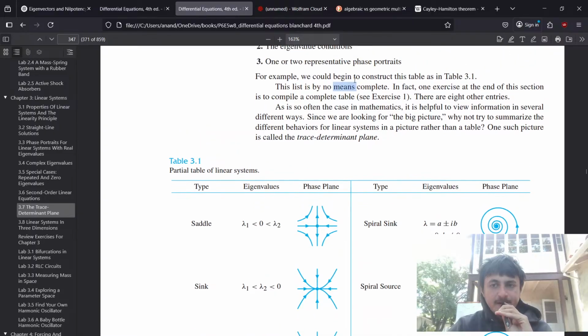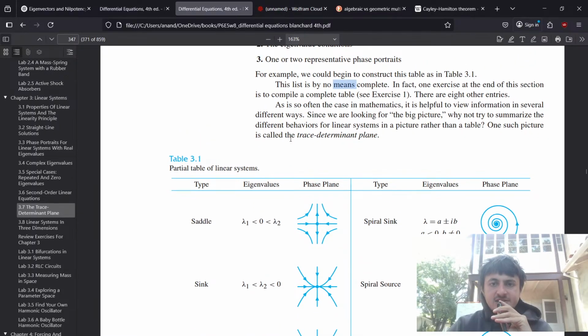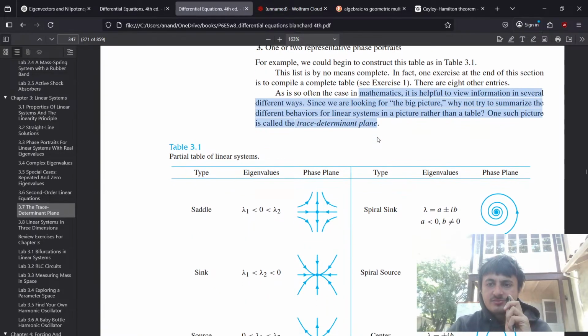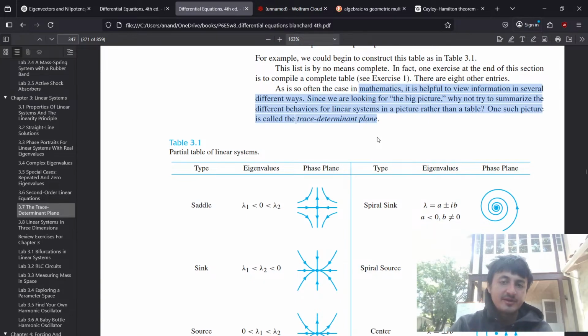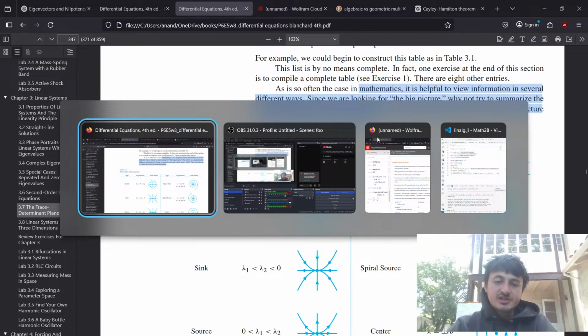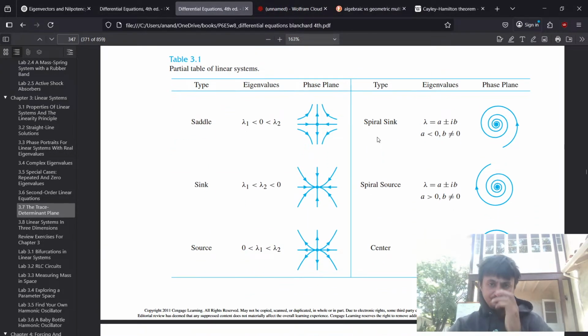Oh, shoot. As is so often the case in mathematics, it is helpful to view information in several different ways. Since we are looking at the big picture, why not try to summarize the different behaviors for the linear systems in a big picture rather than a table? One such picture is called the trace-determinant plane. Bro, trace-determinant plane is so cool.